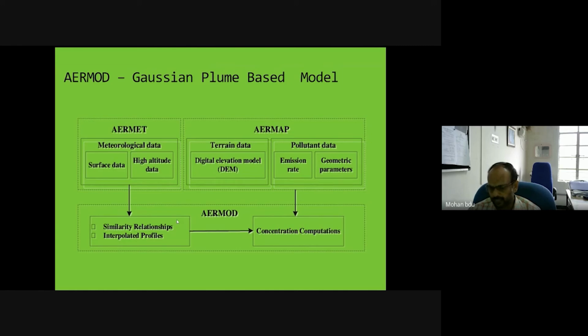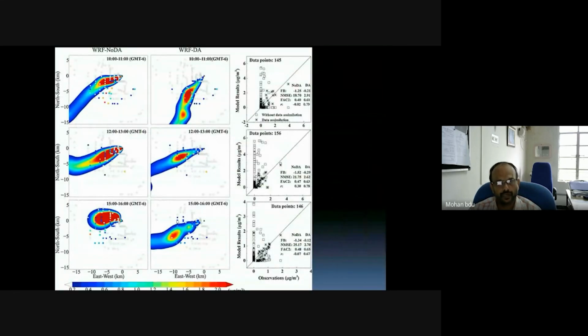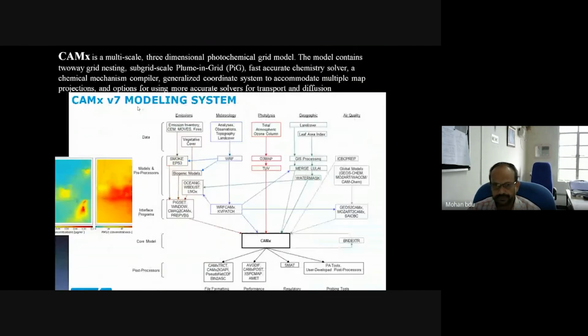So this is one model which is being widely used to predict the impact of air pollution from an industry or from a stack chimney, etc. So this is how AERMOD generates the data for you. You can see in what direction it moves.